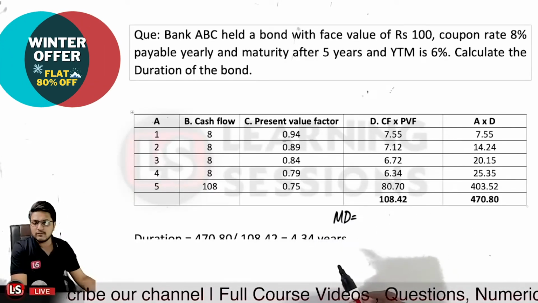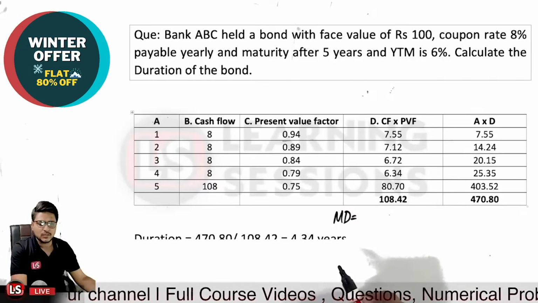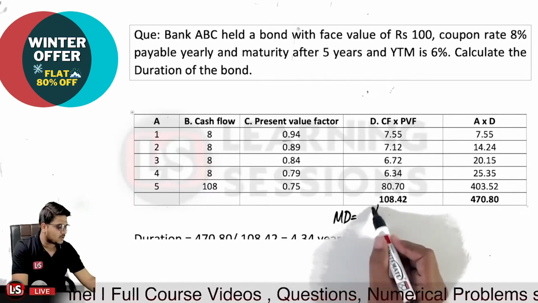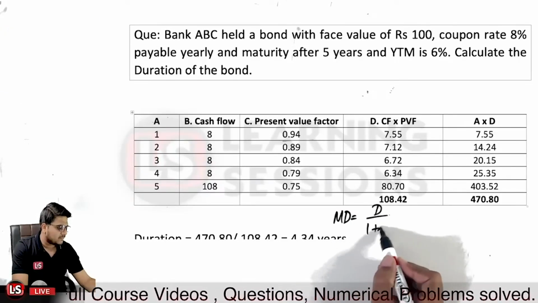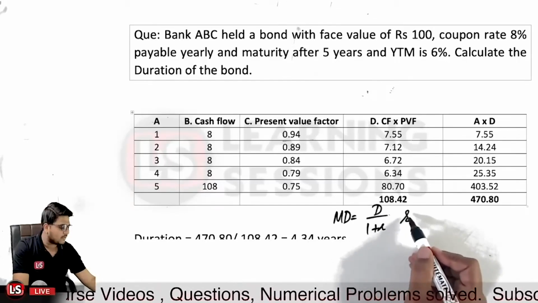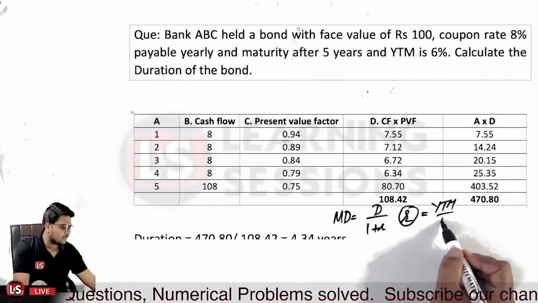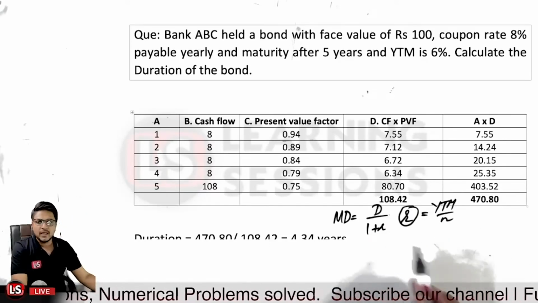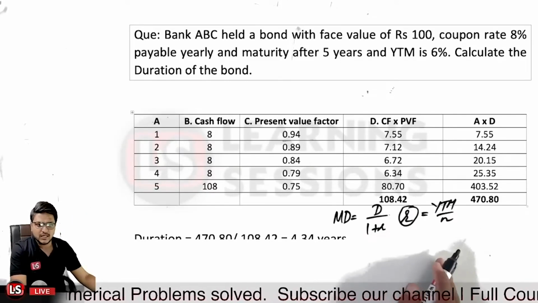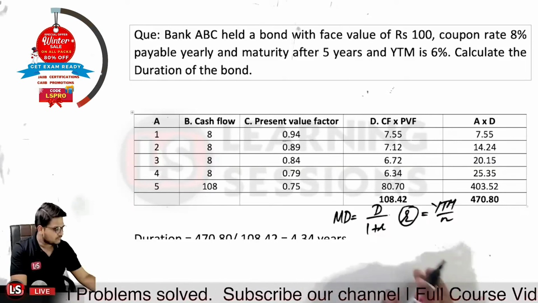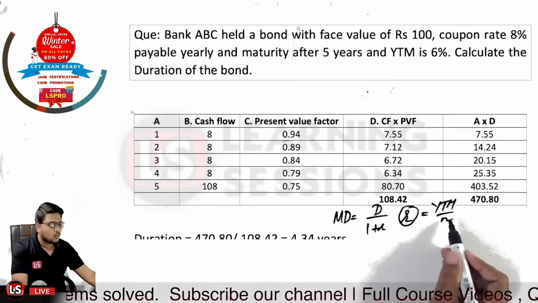So how can we calculate the modified duration? The formula was quite simple. It is equal to duration divided by 1 plus R. I already told you R over here is not the discount rate. It is equal to YTM divided by N, that is the frequency of receiving the coupons. In this particular case, you are receiving the coupons yearly, so N will be equal to 1, and R will be equal to YTM itself.